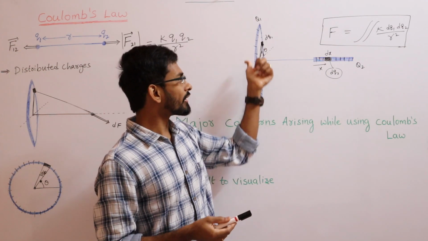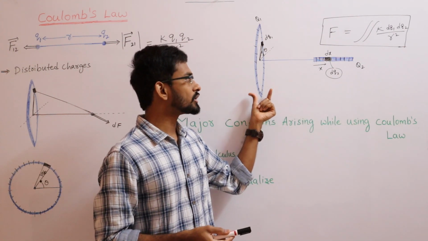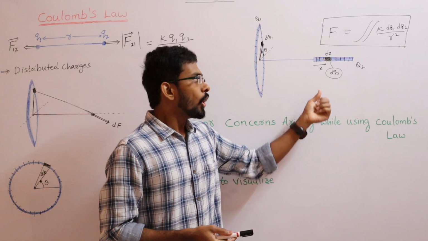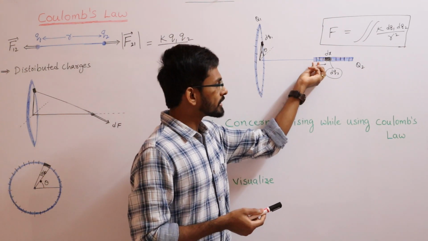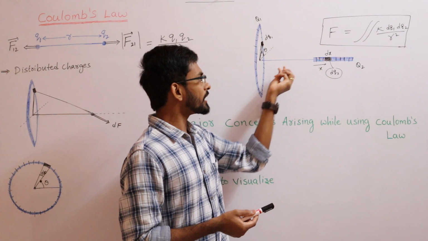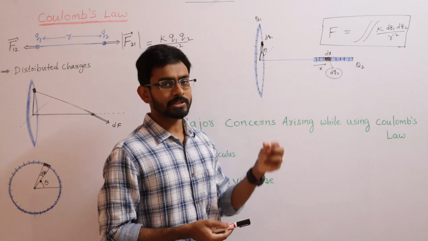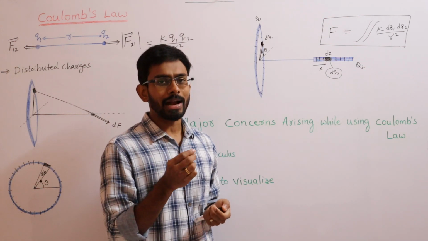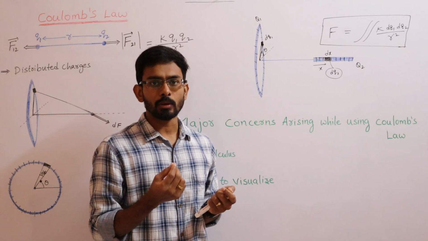Let us say we have a ring and a rod. Now we have to calculate the electrostatic force of interaction between these two charges. Here the distance between these two charges is not unique. So if you take this part of the ring and this part of the rod, the distance will be different from the distance between other two parts. So for each and every part on the rod and ring, the distances will vary. So now we cannot apply Coulomb's law directly.